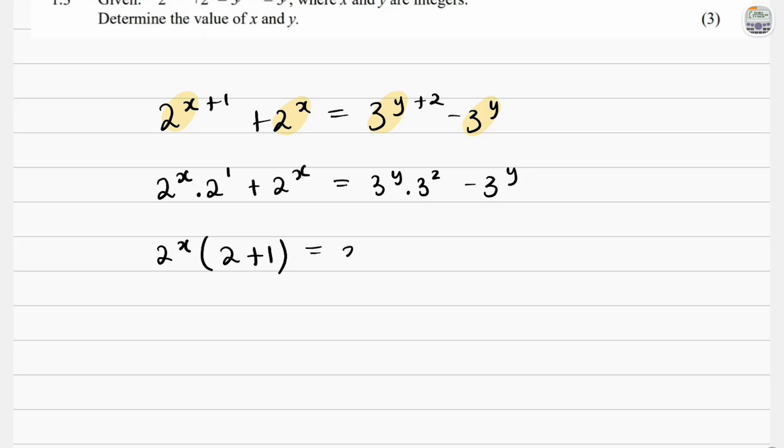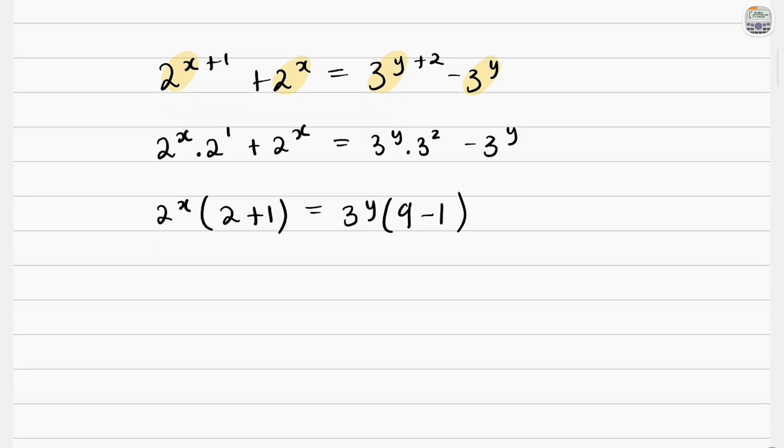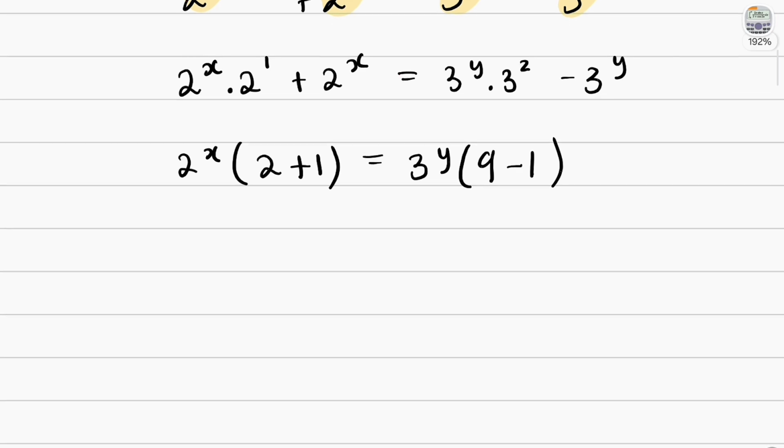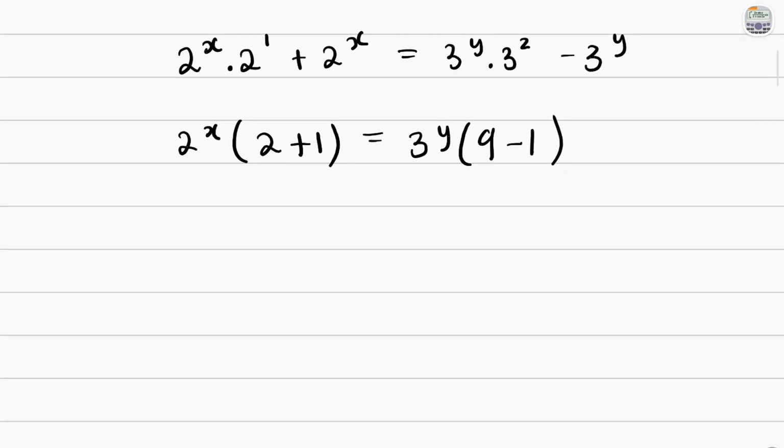Is equal to, and we say 3 to the power of y, open a bracket. What do we have left? 3 to the power of 2, which is 9. And then here we have, if you divide that, we get -1 because we still have a minus there. Okay, so you can see there's a pattern with 2's and 3's that they're clearly using here. So 2 to the power of x multiplied by 3 is equal to 3 to the power of y, and then 9 minus 1 is 8.